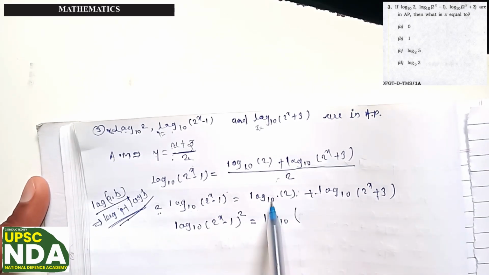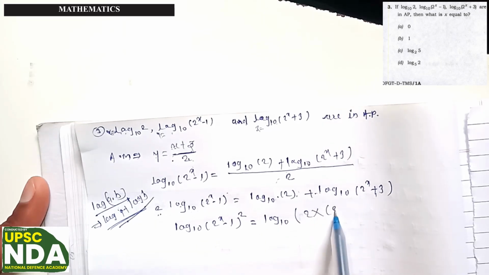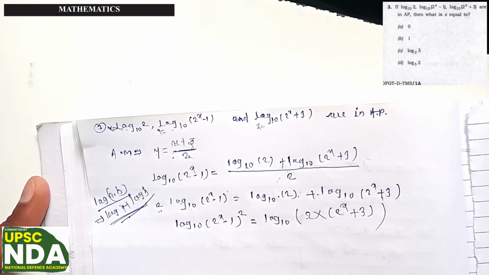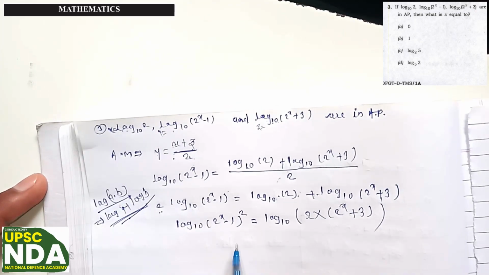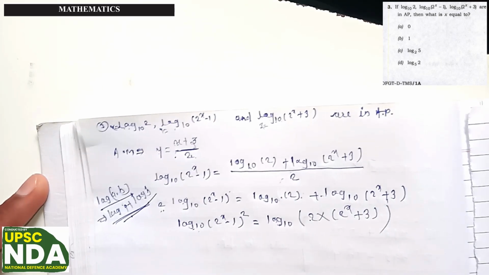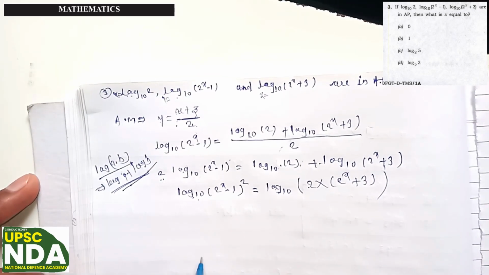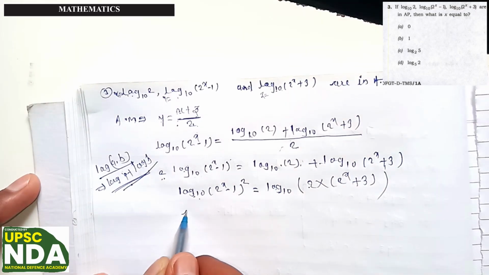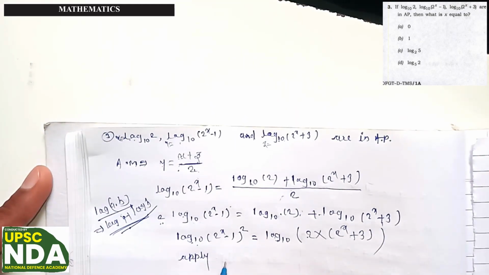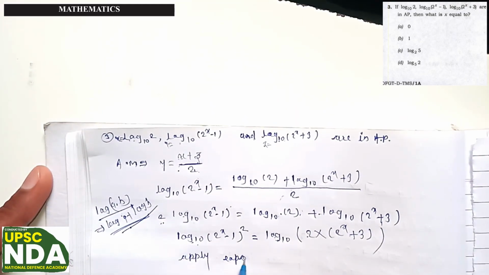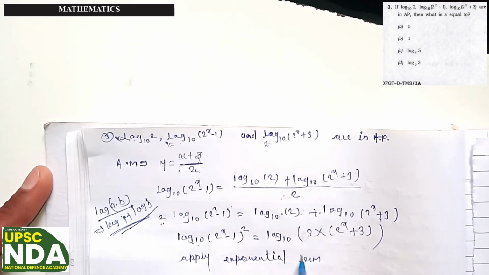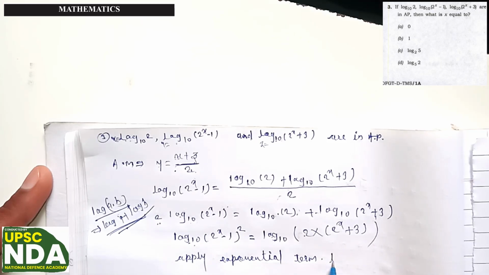So log to the base 10 is common over here. So 2 multiplied by 2 raised to x plus 3. Whenever we have to cancel this logarithm from both sides, we apply the exponential term. And whenever we apply the exponential term, the logarithm will get cancelled. So apply the exponential term to both sides.